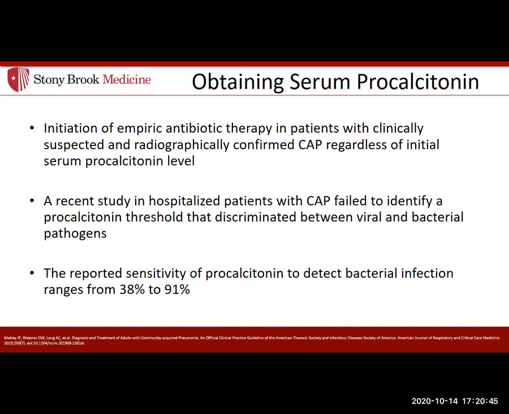However, these findings were not found in a recent study that was done. The reported sensitivity range of 38% to 91% indicates that procalcitonin's ability to detect a true bacterial infection can fall within this wide range as well. And due to this wide range of sensitivity, procalcitonin alone cannot be used to justify withholding antibiotics from patients with CAP.